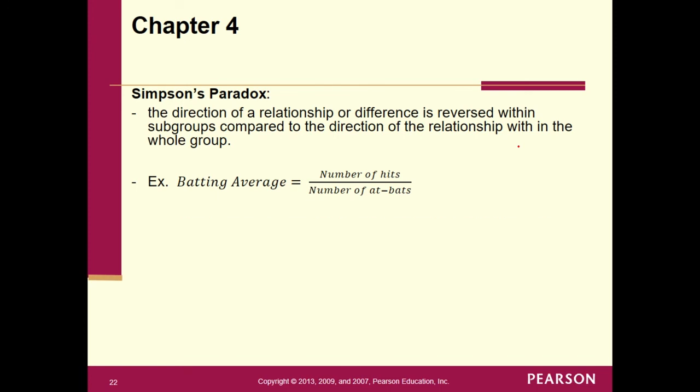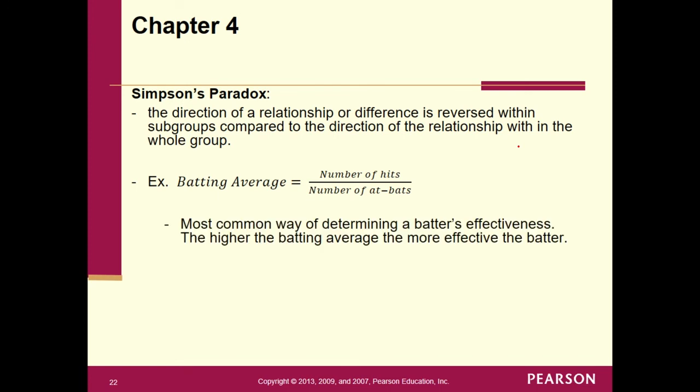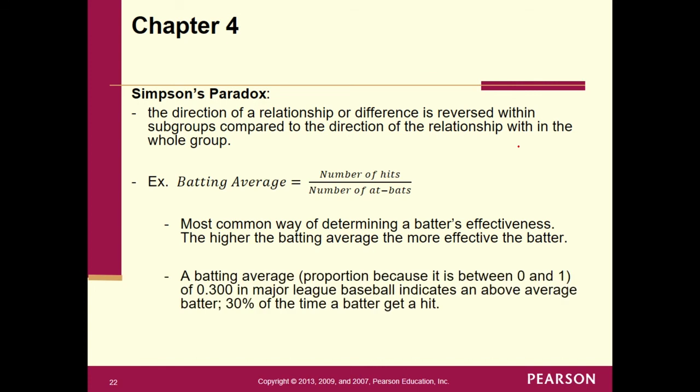Like I said, this is the most common way of determining a batter's effectiveness. The higher the batting average, the more effective the batter. Because it's a number between 0 and 1, a 0.3, or what they would call a 300 batting average in the major leagues, would be considered an above average batter. Basically, the batter's getting a hit 30% of the time. That's actually pretty effective as far as a batter goes in the major leagues.